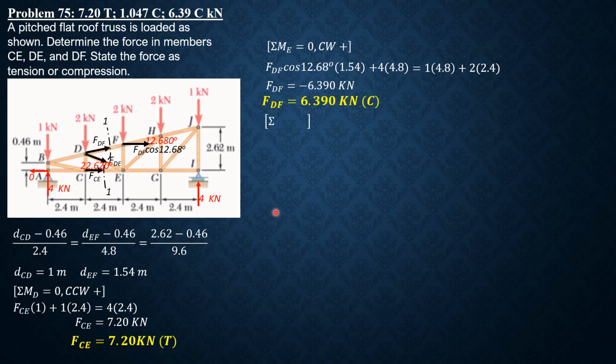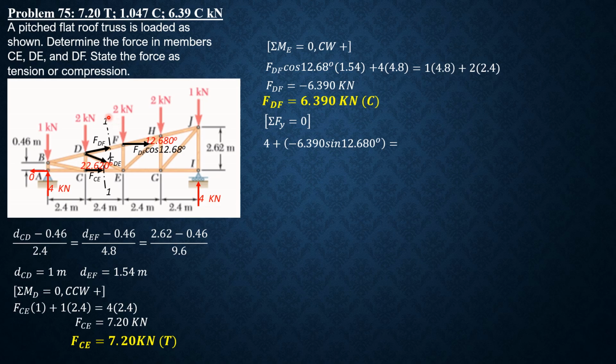So summation forces Y equals 0 to make the equation simpler. So we have 4 kilonewtons upward plus vertical component of the FDF, which is negative 6.390 sine of 12.68, equals 1 plus 2.